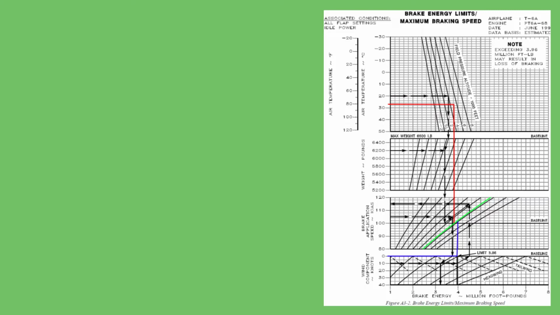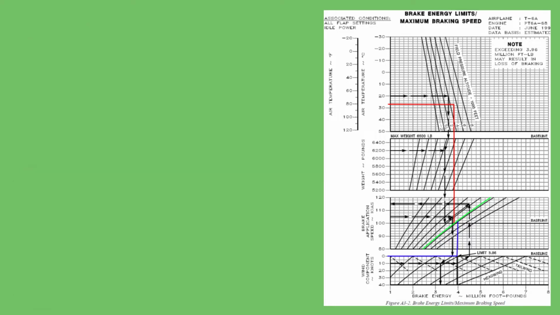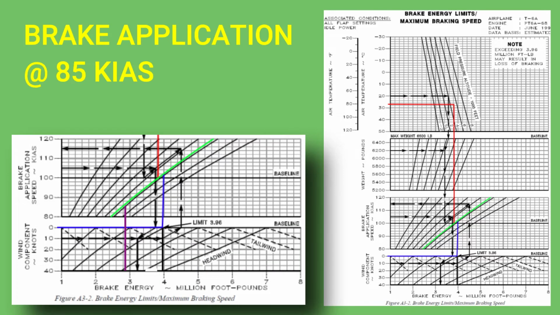This green line will be used to find VB and energy absorption amounts at airspeeds below VB. To find VB, go to the point where the blue line intersects the green line and then trace straight left. This is VB, which is 102 knots indicated in this example. If brakes were applied at 85 knots indicated, the brake energy absorption is approximately 2.9 million foot-pounds.